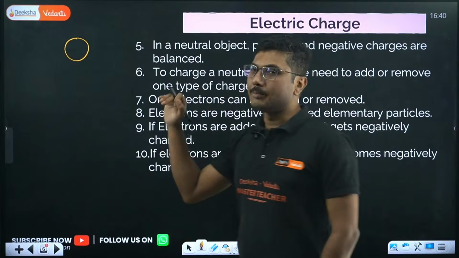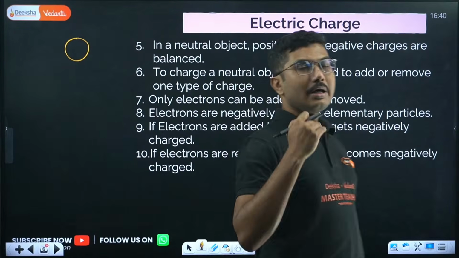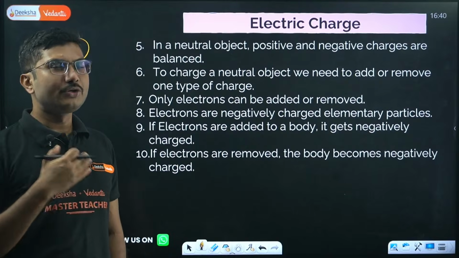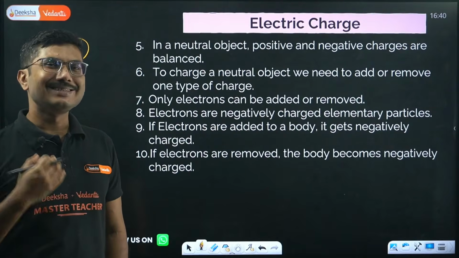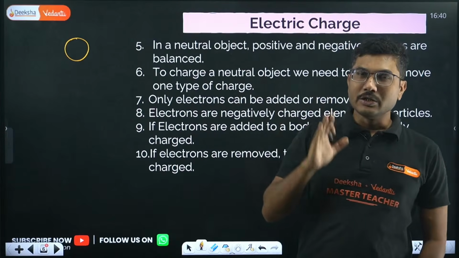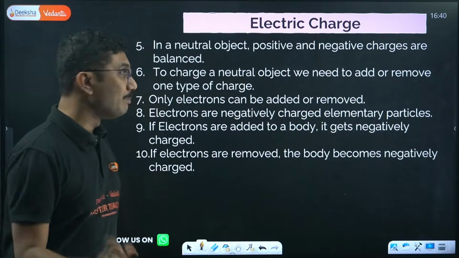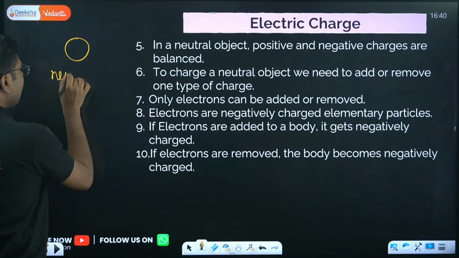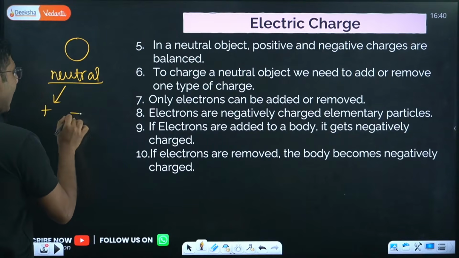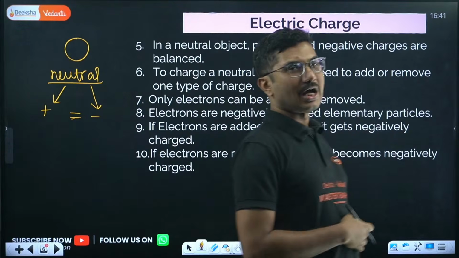An atom by default is neutral. That means it has equal numbers of positive and negative charges. Neutral does not mean the charge is zero. This is a very fundamental concept you have to remember: neutral does not mean the charge is zero. If some object is neutral, it means the positive and negative charges are equal.